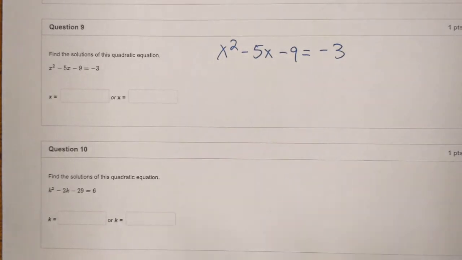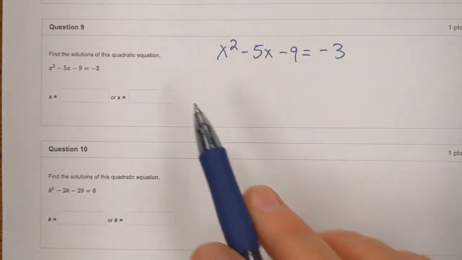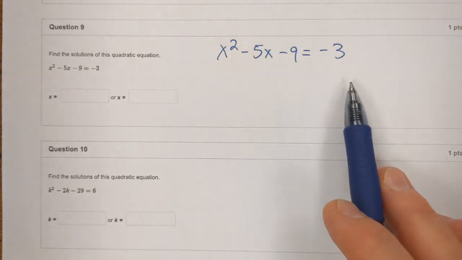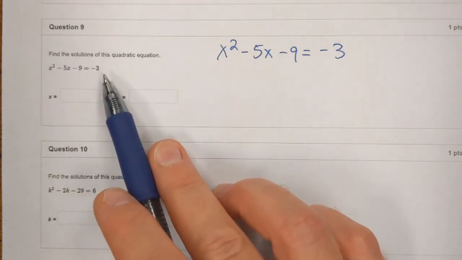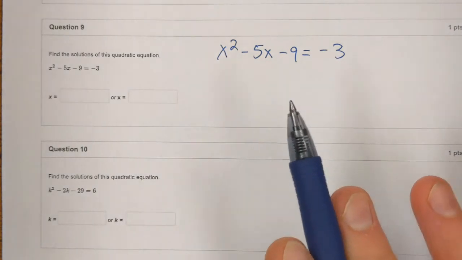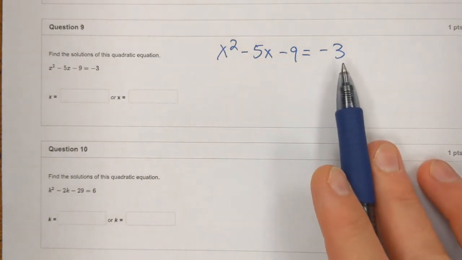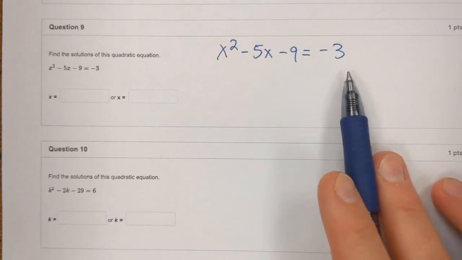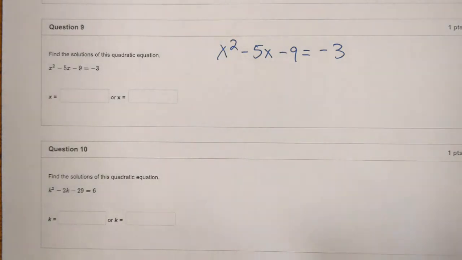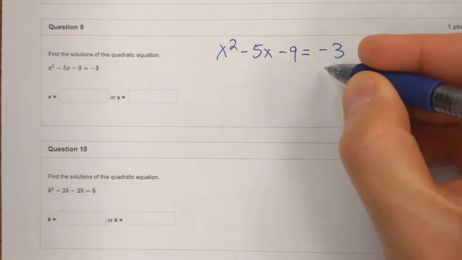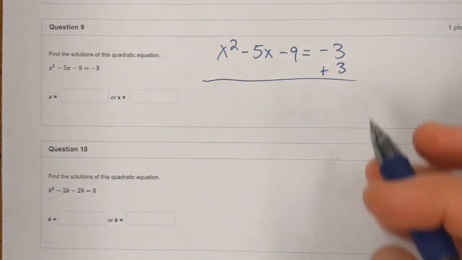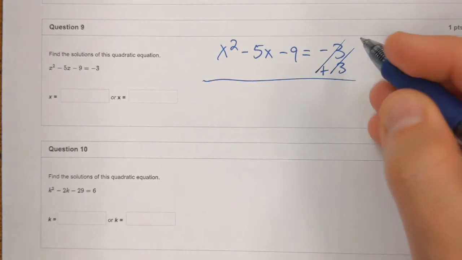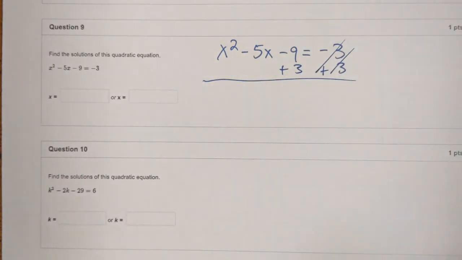Now in questions 9 and 10, I was kind of mean to you. Here I gave you a quadratic equation that's not in standard form. And I did that on purpose because I want you to realize this whole idea of factoring only works if the equation is equal to 0. So here, if the equation is equal to like -3, it's not going to work. You can't use factoring on it. But with one quick move, we can make this equation equal to 0. I'm going to add a 3 to both sides of the equation.